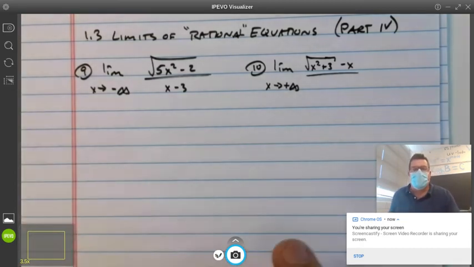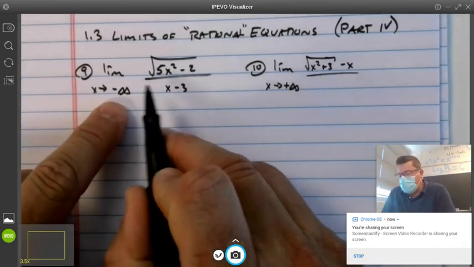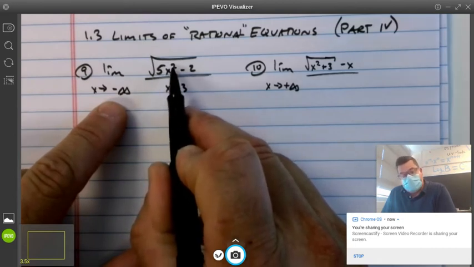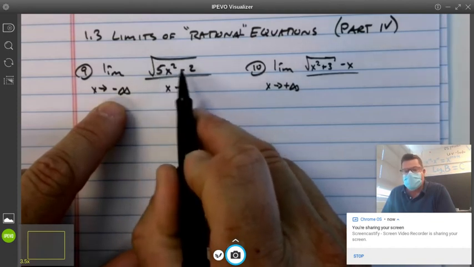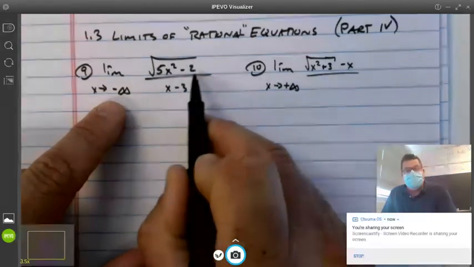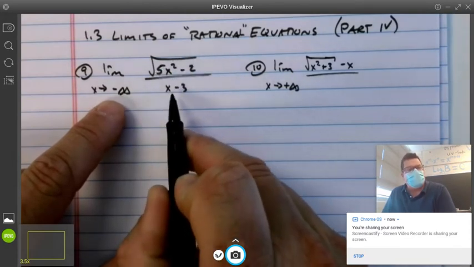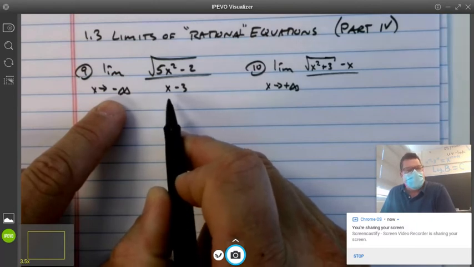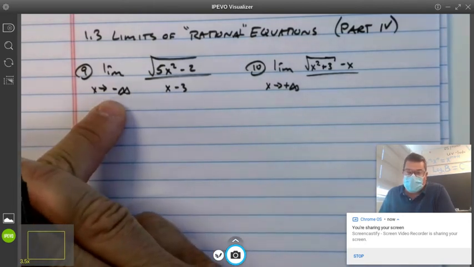All right, here's the final part 4, limits of rational equations. When we apply this limit, we put negative infinity into the equation, square it, it becomes positive times 5. That's huge. That's positive infinity minus 2. I'm taking the square root of a very large positive number divided by a very large negative number. And you might think at first glance that this thing goes to -1.